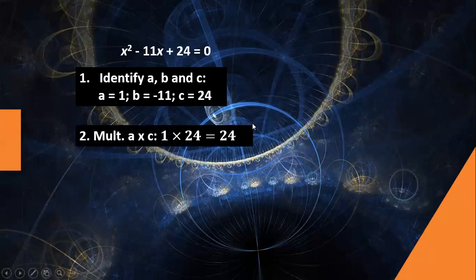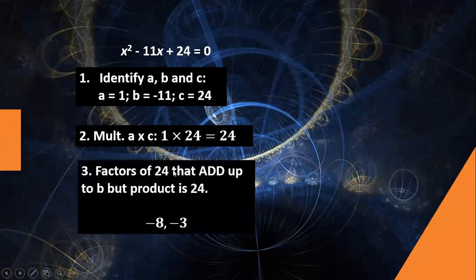Next step, we're going to multiply a by c. 1 by 24 will give me 24. Then find the factors of 24 that add up to b, but the product is 24. Interesting, right? So b is going to be negative 11. So I have negative 8 and negative 3. Negative 8 and negative 3, when you add them, you're going to get negative 11. But when you multiply them, you will get plus 24. Take a calculator, take a few minutes, and see if that is true or not.